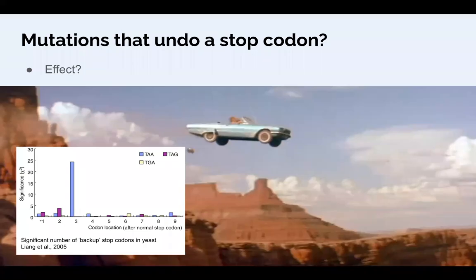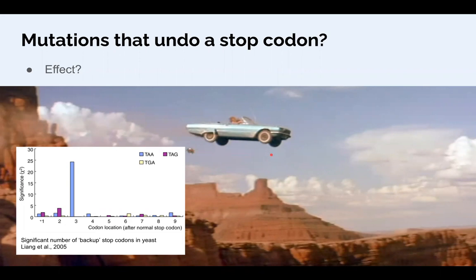This is an interesting result from a study in yeast where they found that there was a non-random number of backup stop codons after the normal stop codon. So this yeast has kind of covered for the possibility and, as a result of selection, put in extra stop codons after the existing stop codon to kind of cover the bases for that.